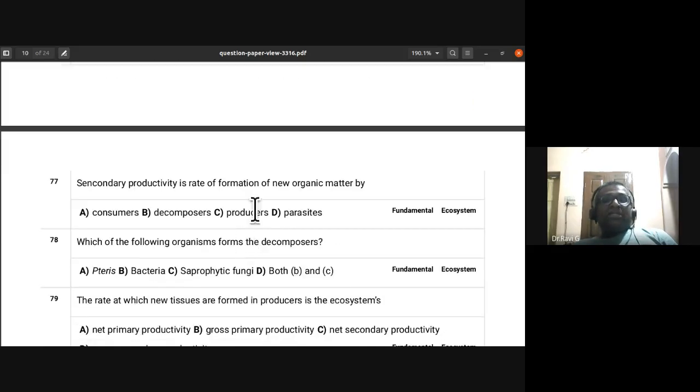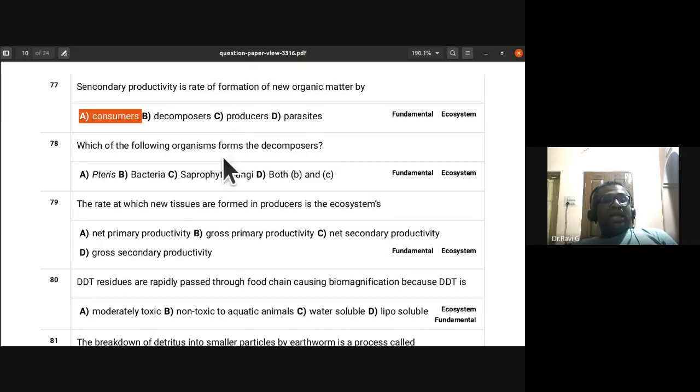Secondary productivity is the rate of formation of new organic matter by consumers. So we call that secondary productivity. Which of the following organisms forms the decomposers? Termites, bacteria, saprophytic fungi. So both B and C is the right answer. The bacteria and saprophytic fungi are going to form the decomposers. So 78, D is the right answer.